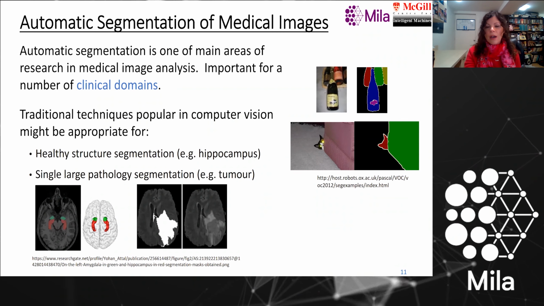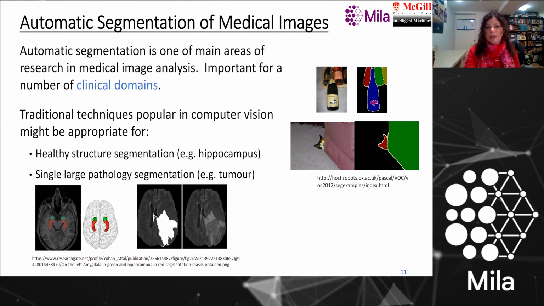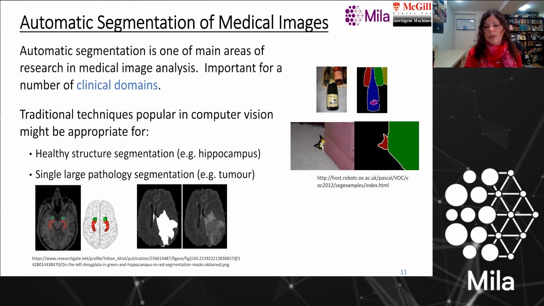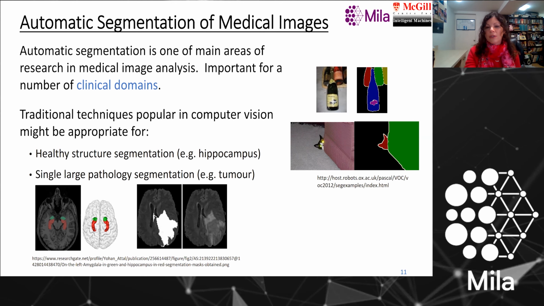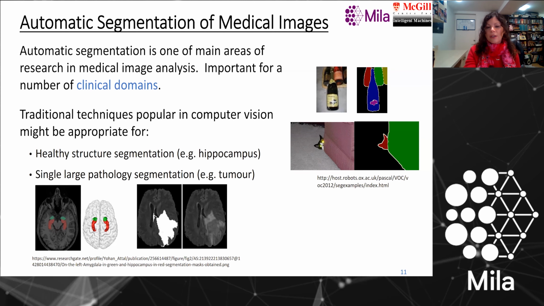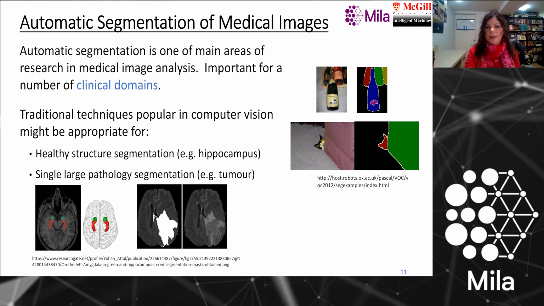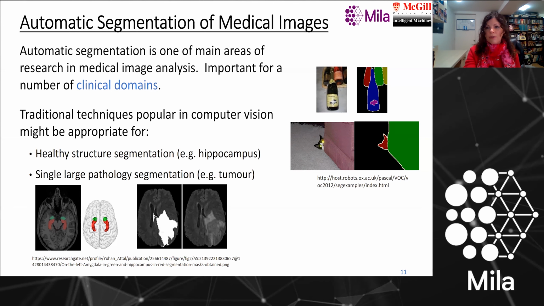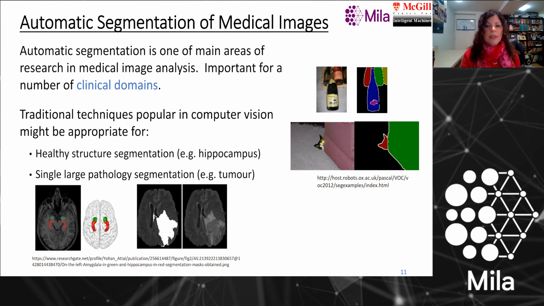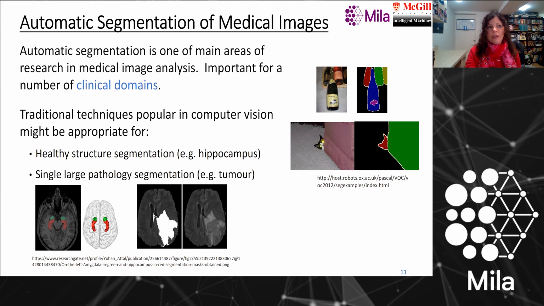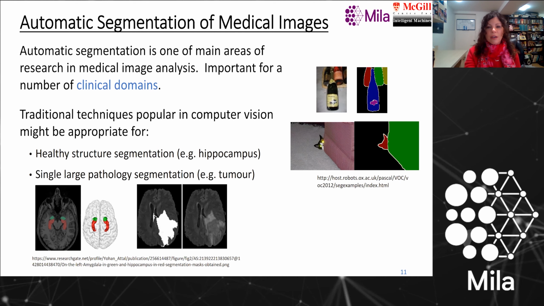One example, which I think is important, is segmentation in medical imaging. Automatic segmentation is an area of research in medical image analysis that's very, very important for a lot of clinical domains. You can see on the right some traditional computer vision benchmarking data sets for segmentation on which people are developing methods. Here, the techniques have to segment an object. It's well defined, different from its background. You can use shape and prior information in your models.